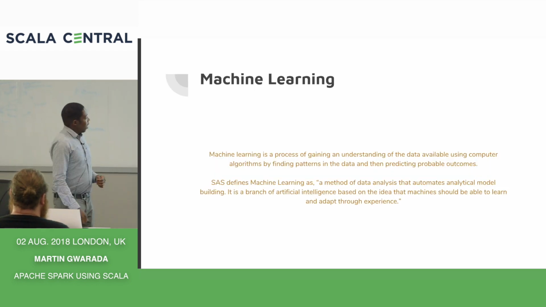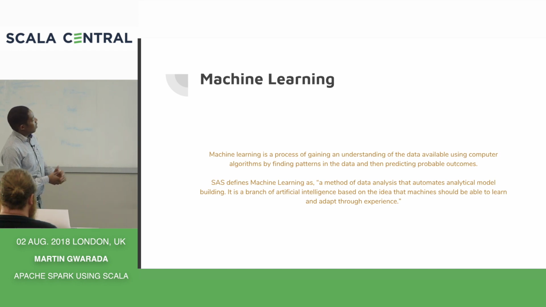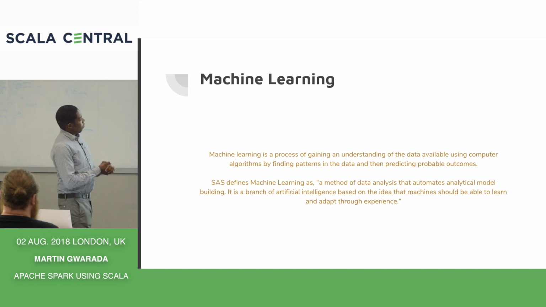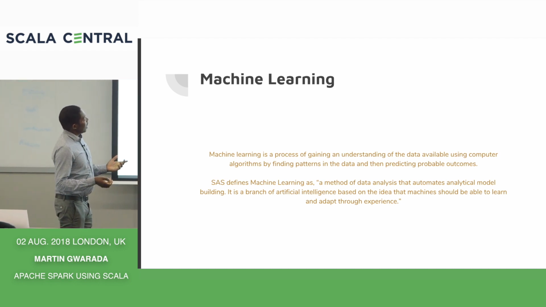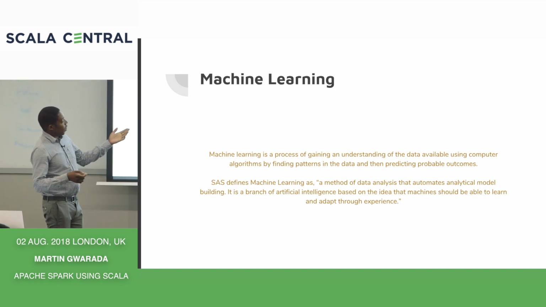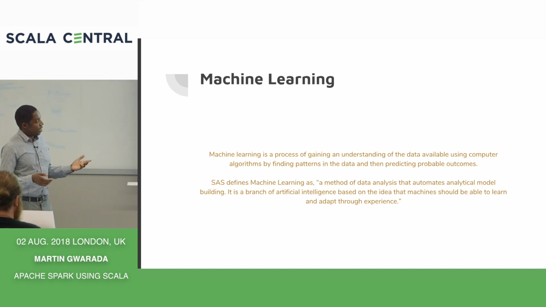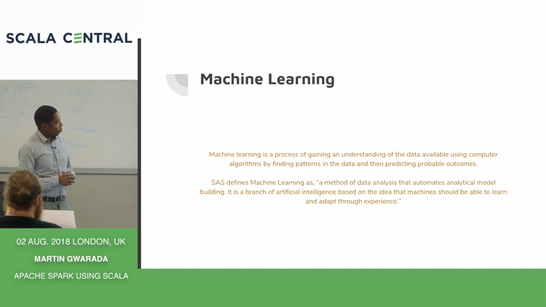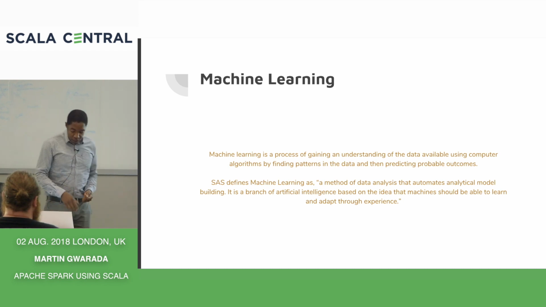So I'm not going to bore you much with definitions, but I'll just read this one out to you. Machine learning, as we all know, is a process of gaining an understanding of the data available using computer algorithms by finding patterns in the data and then predicting probable outcomes.